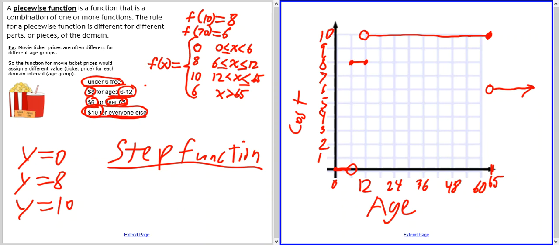And so you see that this is called a step function because it kind of looks like steps. Each piece of the graph is just a horizontal line because everything in this function was a constant: y equals 0, y equals 8, y equals 10, y equals 6. Other piecewise functions won't be that way, but this is a fairly common one. It's common enough that it has that special name of being a step function. And again, that's really because of the graph.